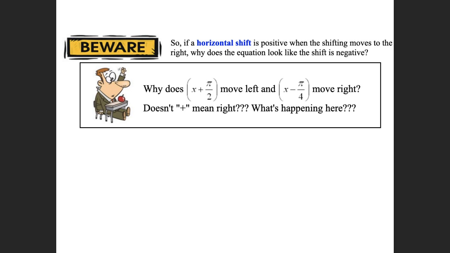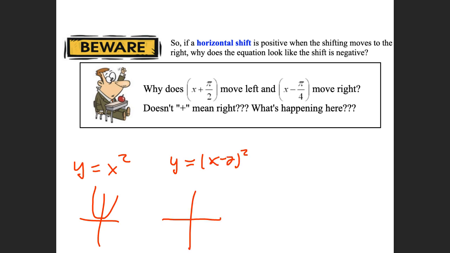If I gave you the graph of y is equal to x squared, we know that the graph looks something like this. And if I asked you to graph y is equal to x minus 2 squared, we know that that's going to shift it 2 places to the right. So 1, 2, it's going to look exactly the same. It just shifted 2 places to the right. Well, this is exactly the same thing.